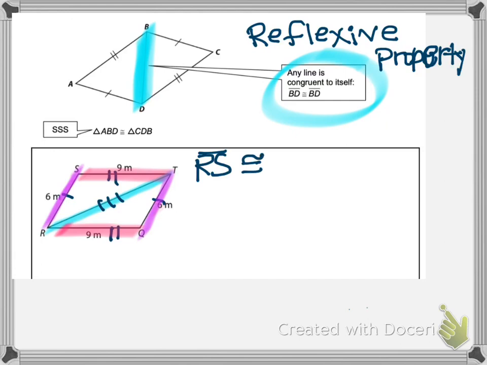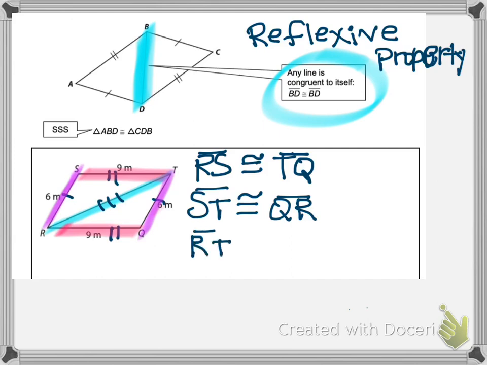Alright, so RS is congruent to, nope. This is frustrating. Okay. And then ST is congruent to QR. And then our third side, RT is congruent to itself. Now if you write this as TR because you're going by the direction of the triangles, that's fine too. So by SSS, side, side, side, these triangles are congruent.